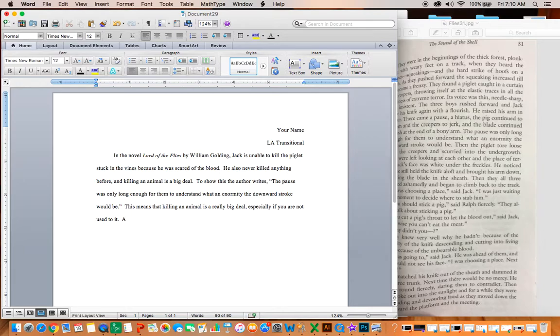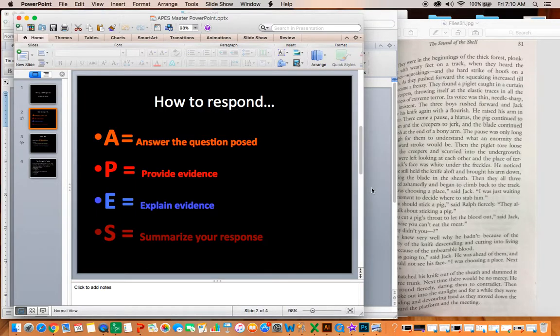If you want to explain in two lines, you can always do that. There's no rule that says you only have to explain in one line. All the boys realize that killing the piglet would be very difficult, and bloody. But remember, I asked for two pieces of evidence, so now we've got to go back, provide more evidence, and then explain more evidence.